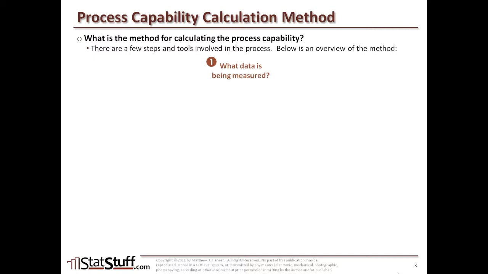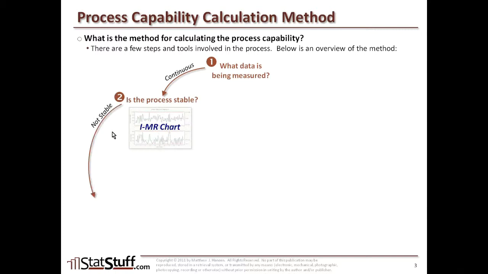First, it starts off with asking ourselves, what data is it that's being measured? Well, if it's continuous data that we're measuring, then the next question we want to ask ourselves is, is the process stable? Well, this is where we might use something like an IMR chart to help answer that. If we find that the process is not stable, then we need to stop. We cannot calculate the process capability. We need to try to fix or make some adjustments for whatever special causes might be found within the data that's making it appear like it's not stable.